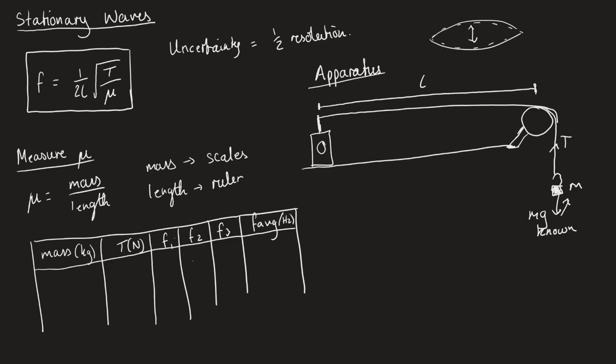Now, if our whole goal is to investigate the relationship between f and T, we know from this equation, if L and mu are constants, that means that f is directly proportional to the square root of T. Now, in order to prove this, we can plot two things. We can either plot f against root T, or we can plot f squared against T. It's entirely up to you which one you actually want to plot. Both of them will give you a similar looking graph. You'll just have different values on one or the other. But the whole idea of plotting these is just to show that they are directly proportional.